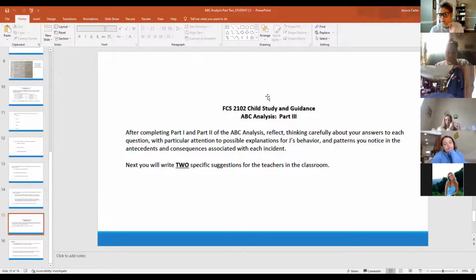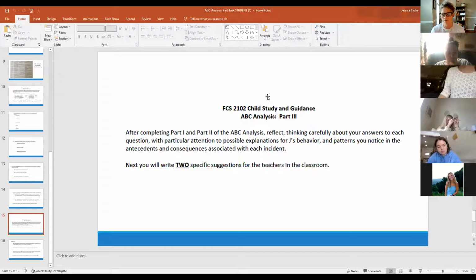So when you write out your suggestions, this is really the most critical piece of the ABC analysis, right? So this is why we would even do the documentation and take the notes in the classroom, so that it can inform our practice as a teacher, and so that we can help change Jay's behavior for the positive. So give as much thought to this as you can. After you reflect on what might possibly be happening, we want to figure out, how do we make this shift, right? Does anyone else have a suggestion that they would be willing to share?